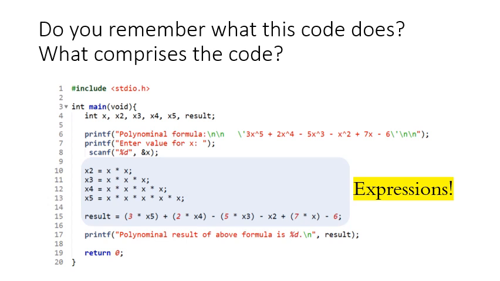Okay, as well as the result, which stores the final result of the expression. So these variables represent a value to be computed as the program runs. For lines 10 to 15, x2 equals x times x, x3 equals x times x times x, we are computing the values of x squared, x cubed, x raised to 4, and x raised to 5 simply by multiplying x by itself. So these are essentially examples of expressions where we apply the multiplication operator to operands x.